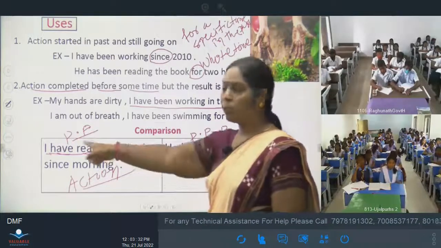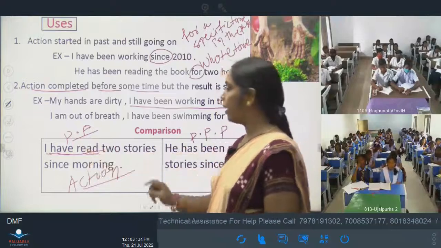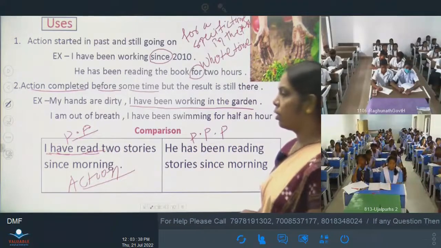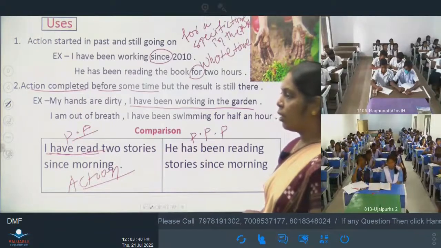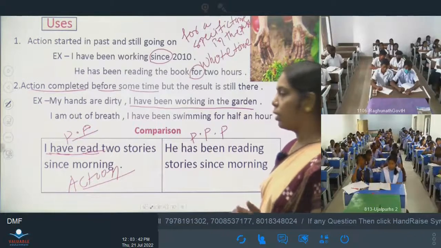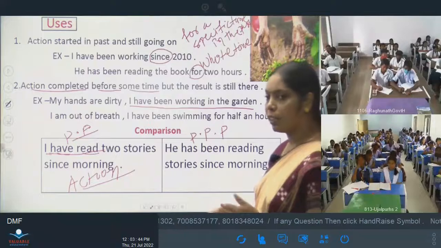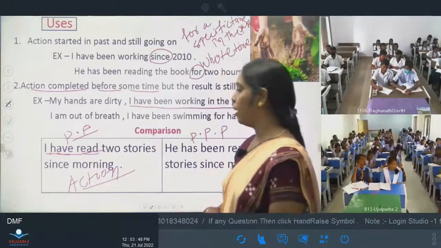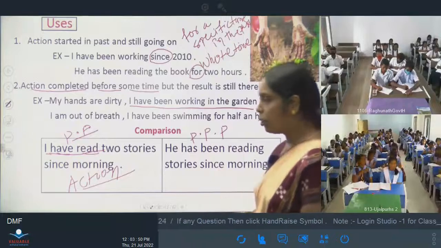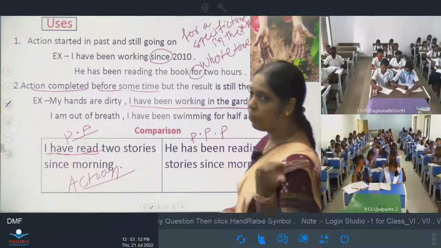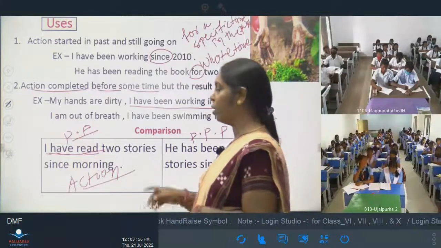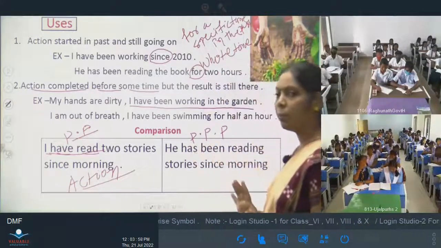So here we use present perfect tense and here we use present perfect progressive tense. So we got that when there is no continuity and the work is completed recently, in that case we use present perfect tense, and where there is continuity and the work has started before and there is continuity still now, in that case we use present perfect progressive tense.